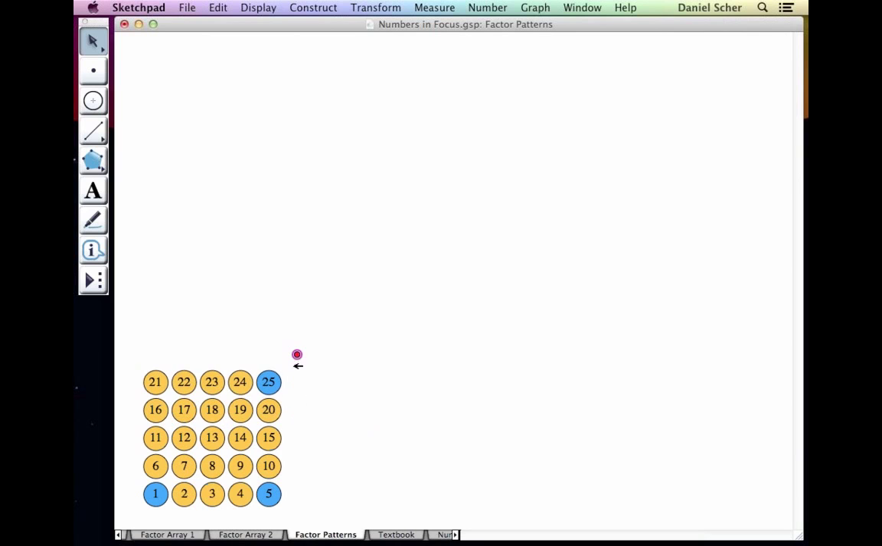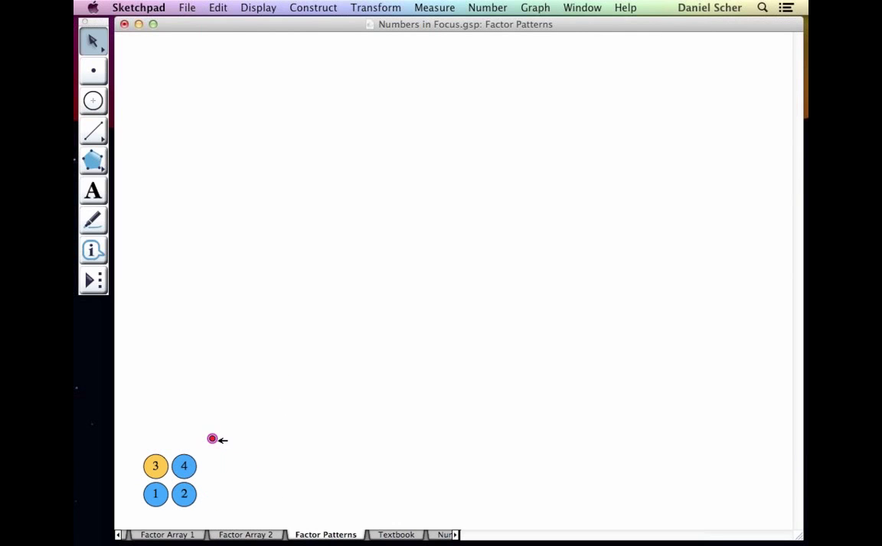Other interesting observations we could make: if our array has, let's say, at least 2 rows and 2 columns, then we know that this number in the top right corner, the total number of circles, is not prime, because if the number was prime, then it wouldn't have these 2 factors we see here with 3 and 3.